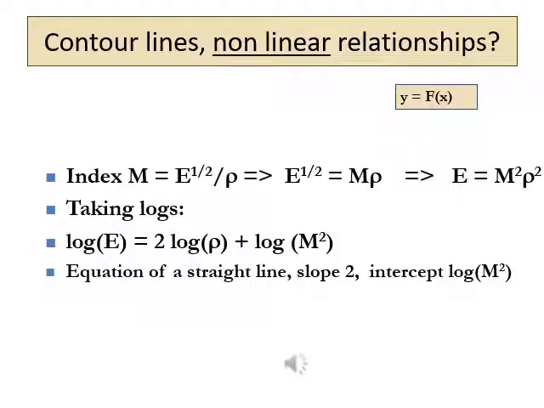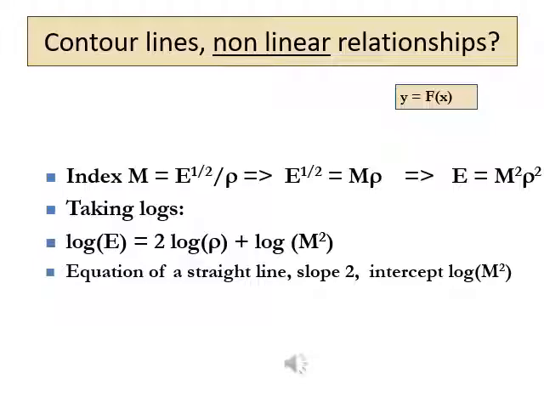Next is when the contour line is nonlinear, such as an exponential graph. When you change it into a logarithmic graph, you can get a straight slope. For example, as per the equation m equals square root E divided by rho. When you rearrange the equation and change it into logarithmic form, you will get a slope equivalent to 2.